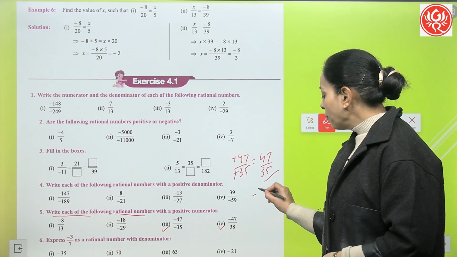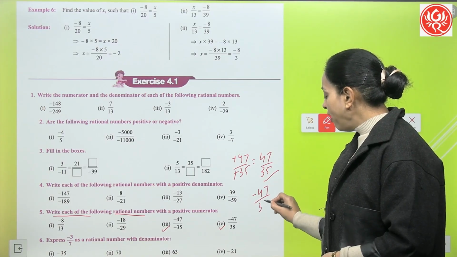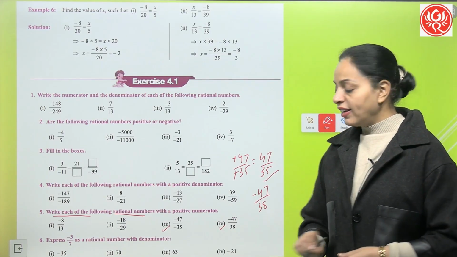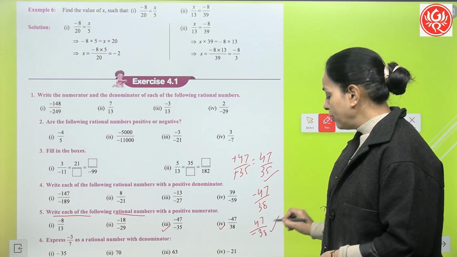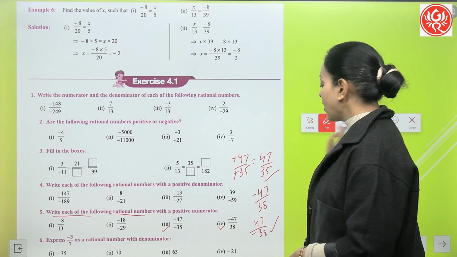Then fourth part, minus 47 upon 38 है. माइनस को हम कहाँ लगा देंगे? डिनोमिनेटर के साथ. So no problem, right? Okay, I hope these are clear to you.